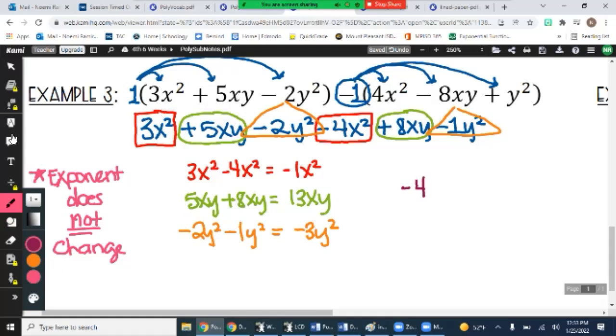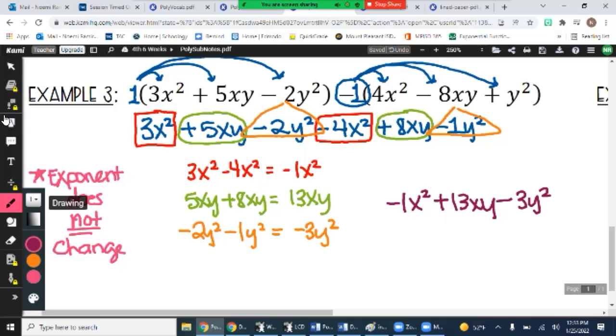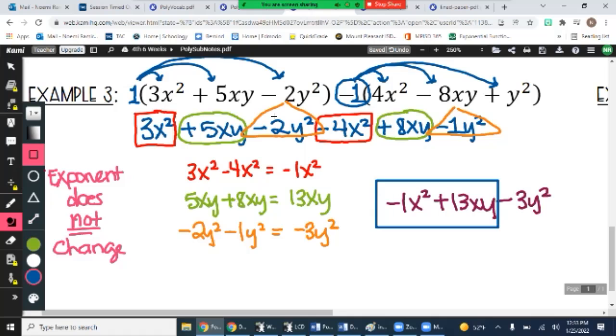So my final answer is not negative 4. Do I have to include the coefficient of 1? No, I can technically leave it as negative x squared plus 13xy minus 3y squared. Yes, you can. They will not put the 1 on the STAR test, but you'll be able to recognize it. I'm fairly confident you will.